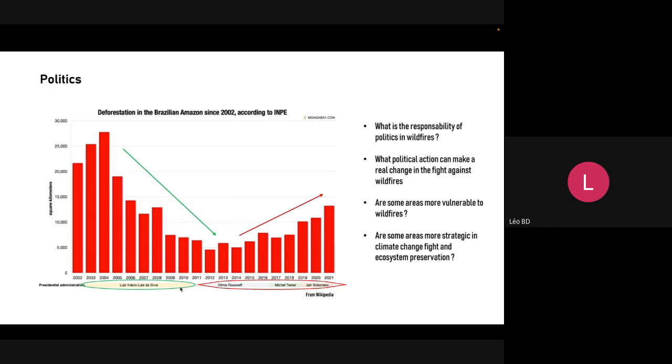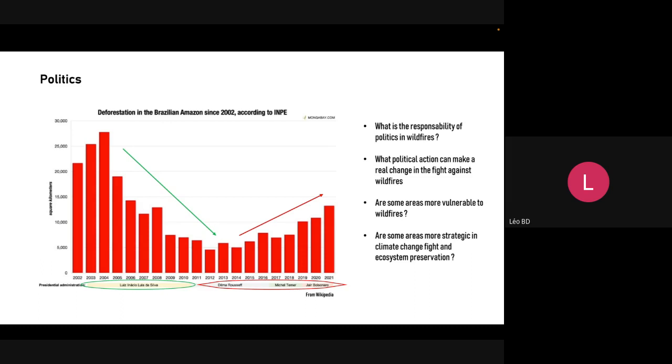And underneath you can see that the presidents that were ruling Brazil were not the same in these periods. So we can think, are wildfires related to politicians, to politics, to political actions that are taken? And if so, it has some big consequences on the Amazon rainforest. Maybe it's interesting to see how these political actions can have an impact on wildfires and try to choose wisely our politicians. So these are a few questions that I stated on the right.